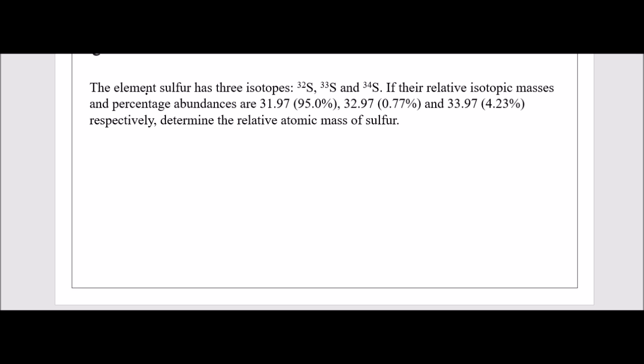You are given the isotopes of sulfur, and you need to determine the relative atomic mass. Now, first of all, you can see here that you have these numbers, which we call the mass number. And it is very important that you remember that mass number is not the mass of the atoms that you will use. Mass number is the sum of the number of protons and the number of neutrons. So it is always going to be a whole number.